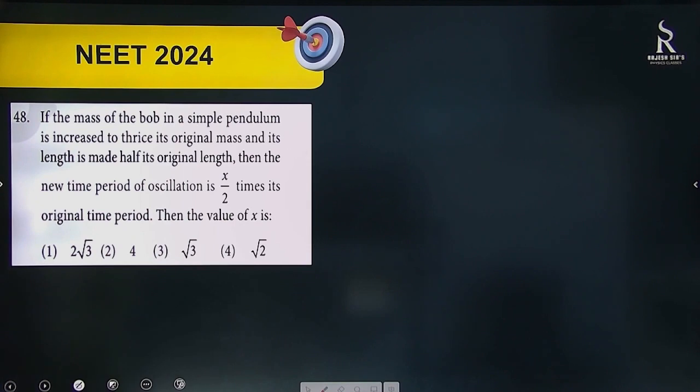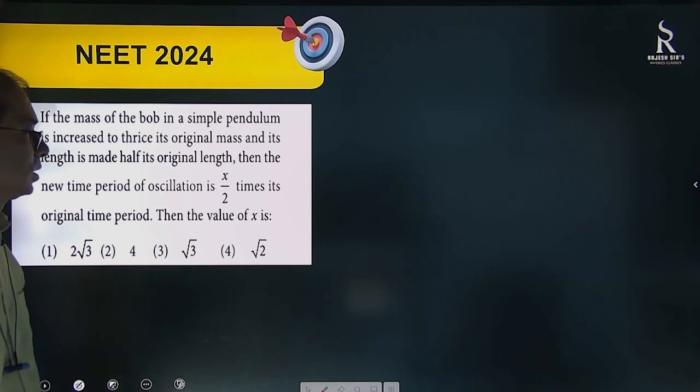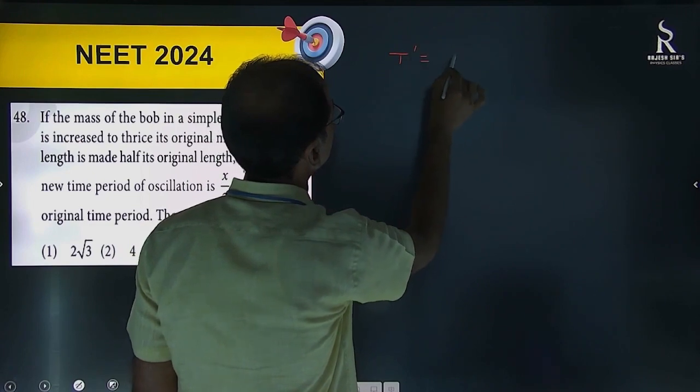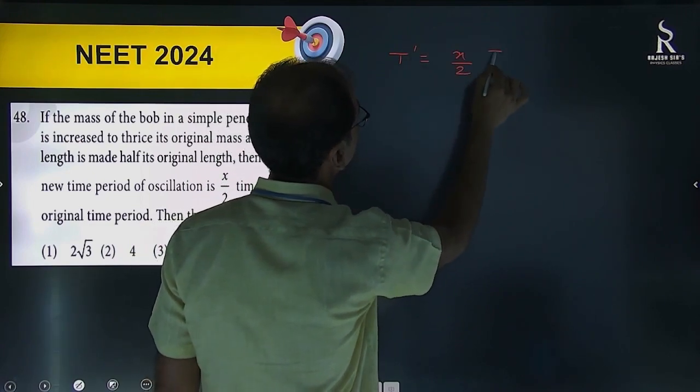Then if the mass of the bob in a simple pendulum is increased to thrice its original mass and its length is made half its original length, then the new time period of oscillation is x by 2 times its original time period, then the value of x is. So he is saying something like T dash is equal to x by 2 times T.